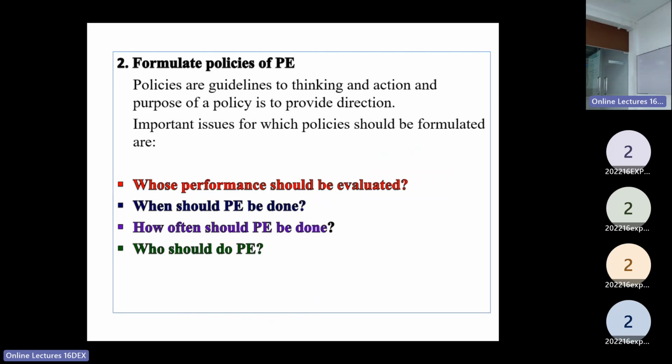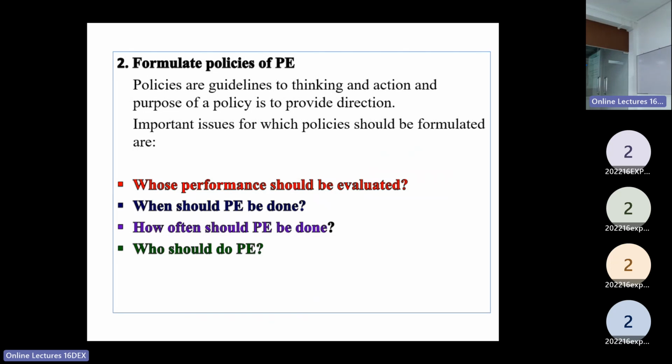If the organization has a policy, what you do is follow it. Understand? We will let you know what you are supposed to do. If you are doing this for the first time, please establish a policy. Take the first one: whose performance should be evaluated? There are many options. It is up to you. You can take your own decision.